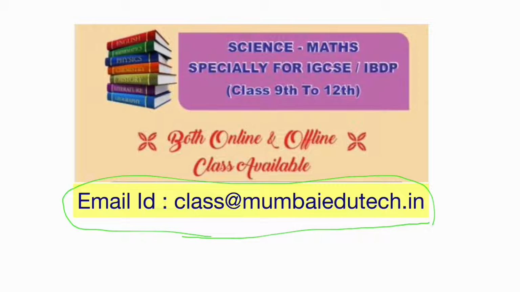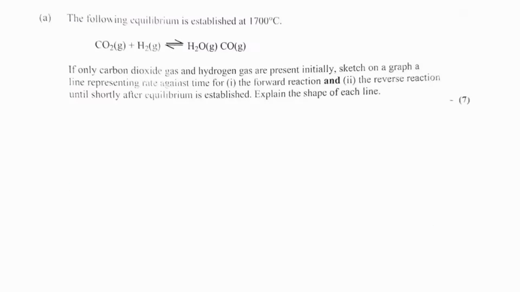Okay, now let's start the sum. Here, as you can see, the question is that the following equilibrium is established at 1700 degrees centigrade: CO2 plus H2 reacting to form water and carbon monoxide, CO. Here they haven't written the plus, so it should be plus in between. So now let's solve this question.